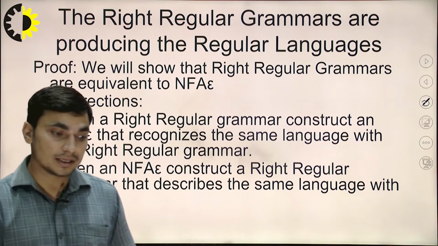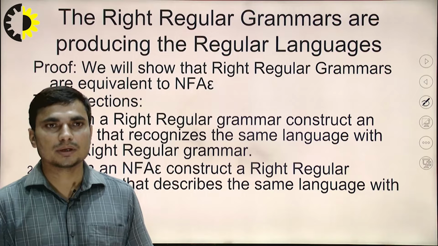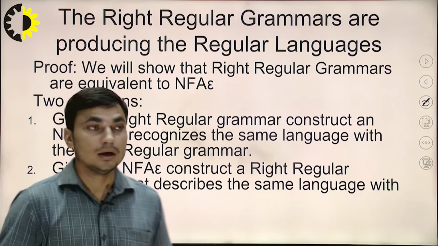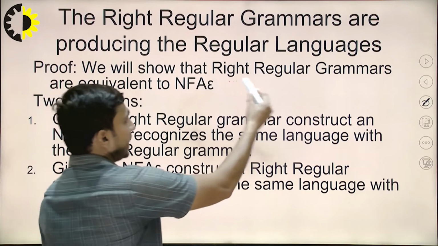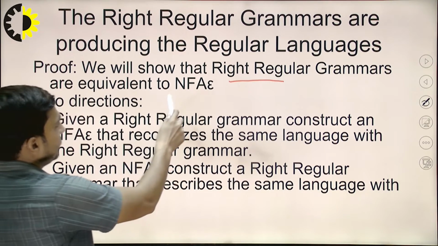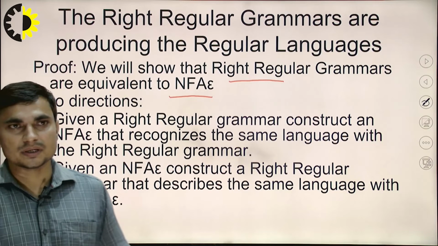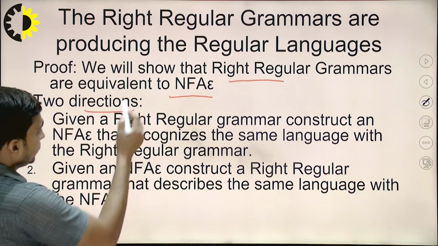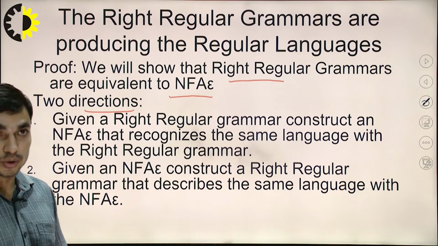and for each and every regular language there is a certain NFA. So, we can also say that for a right regular grammar there will be an equivalent NFA with epsilon. We are going to prove that. There are two directions in which we can show that.